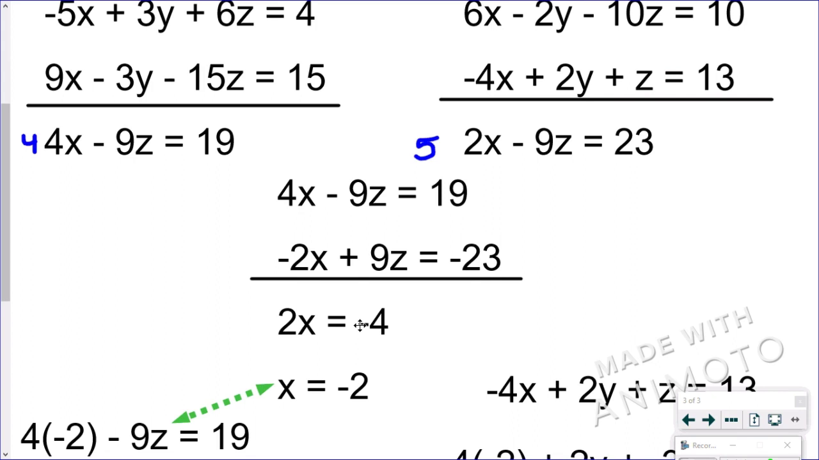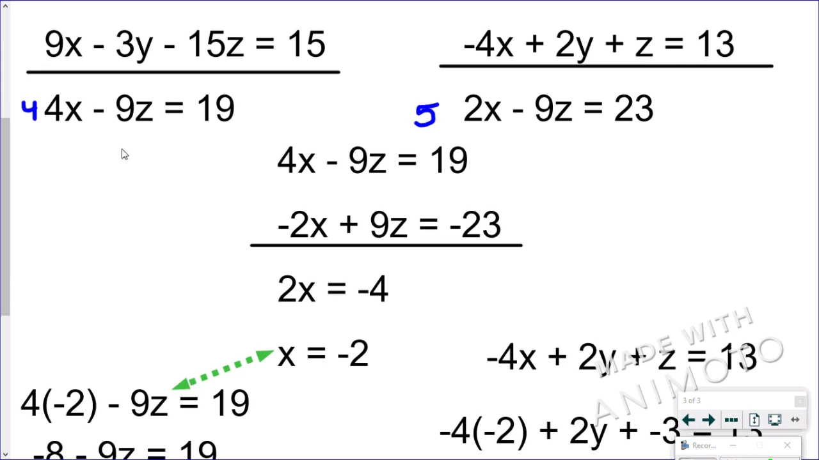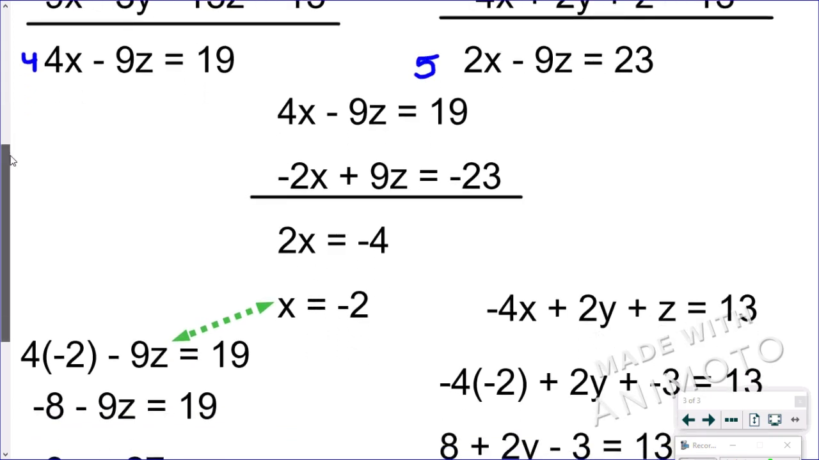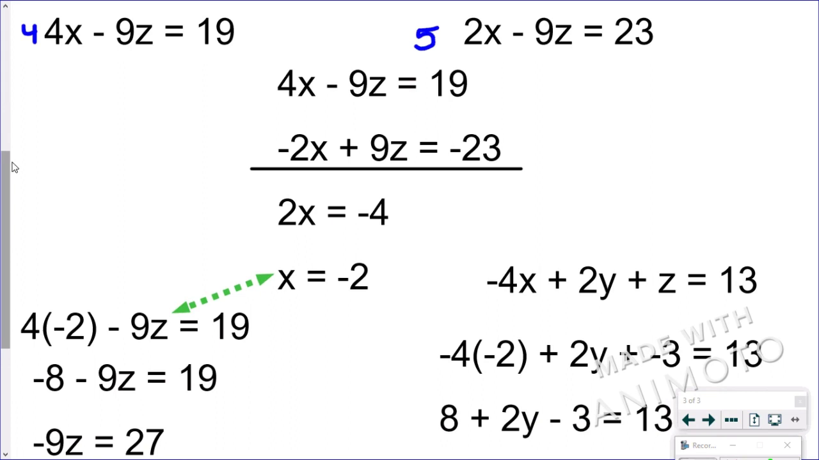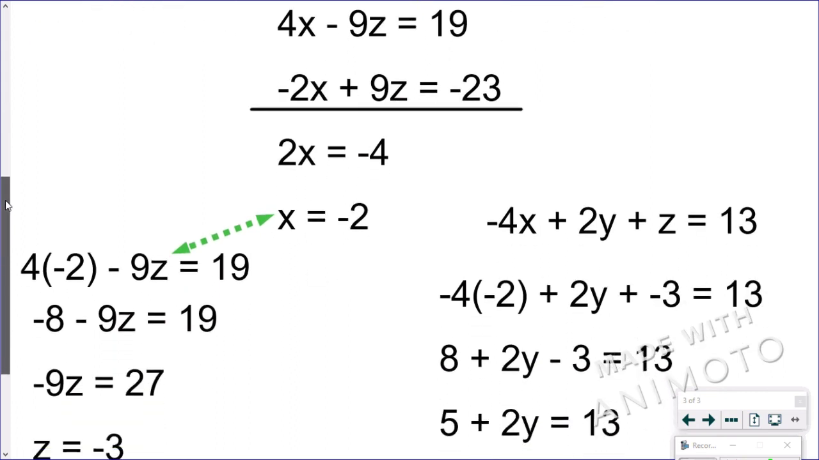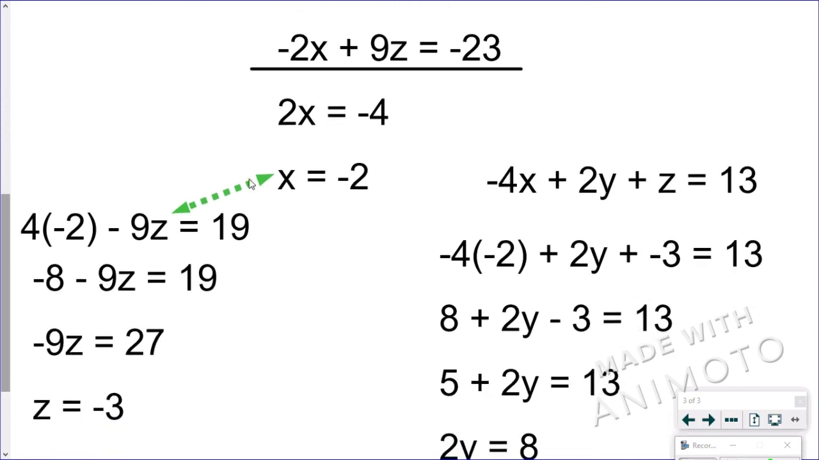And once I got x equals negative 2, I plugged it into equation 4 for the x variable there. So I got 4 times negative 2 is negative 8. So negative 8 minus 9z is 19. Add 8. Negative 9z equals 27. Divide by negative 9, I get z equals negative 3. So I have x is negative 2, z is negative 3.